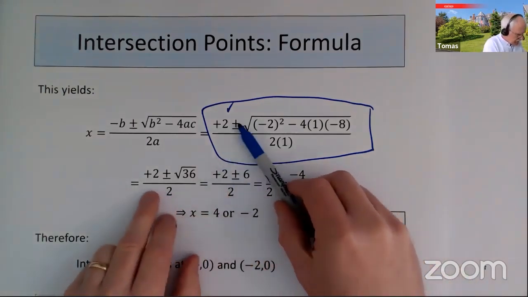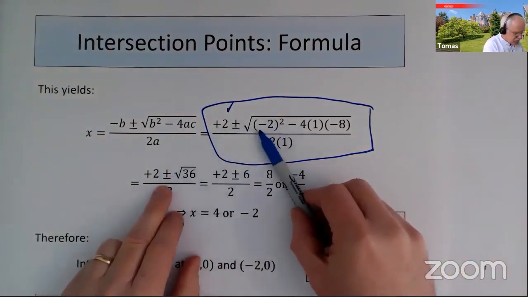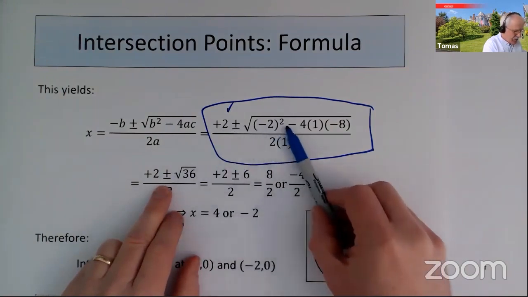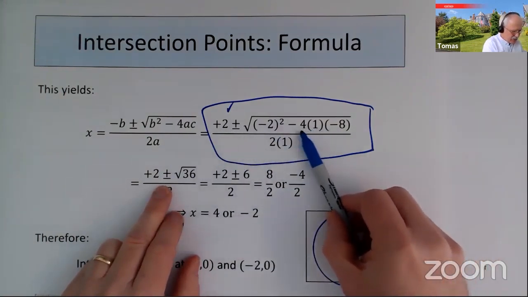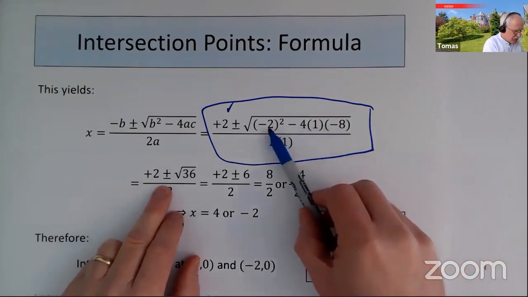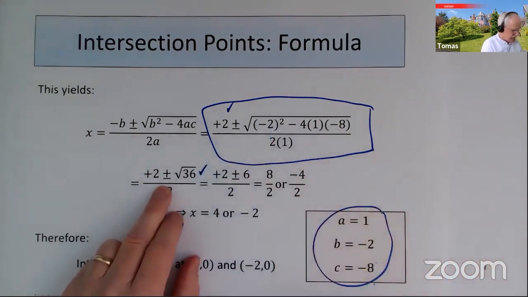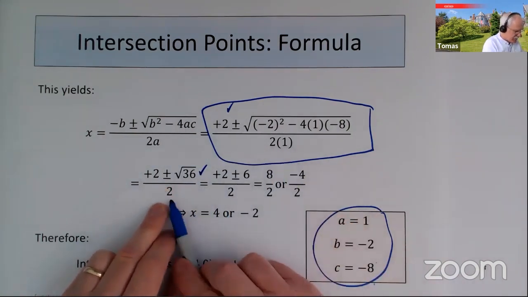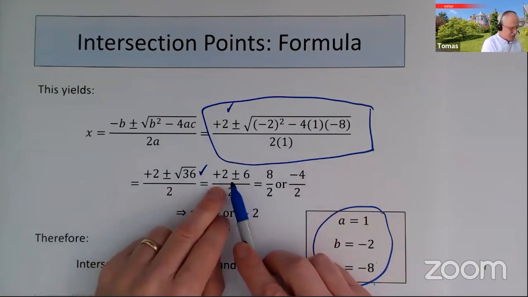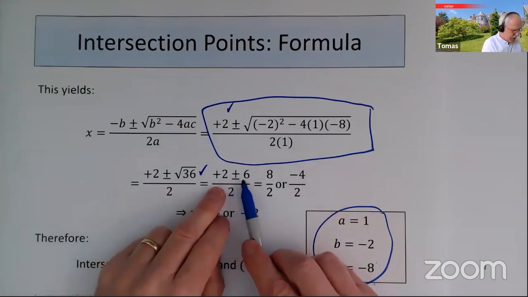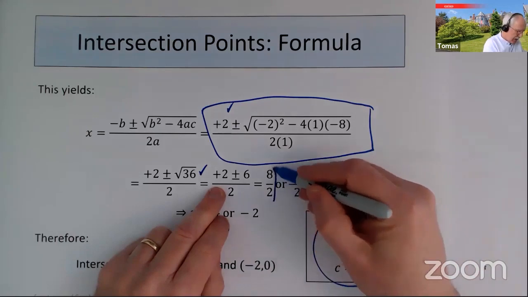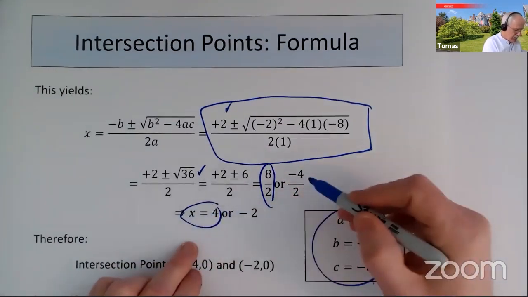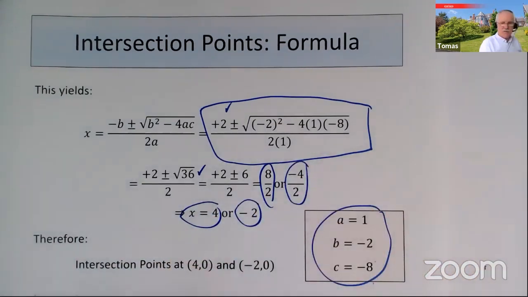So the plus 2 is there, the plus or minus. Minus 2 squared will be 4. 4 by 1 by minus 8, well, 4 by 8 is 32, so minus minus 32 makes plus 32. 32 and 4 is 36. And the square root of 36 is plus or minus 6. On the bottom, 2 times 1 is 2. So now I have 2 answers, 2 plus 6 over 2 and 2 minus 6 over 2. 2 plus 6 is 8, and 2 minus 6 is minus 4. 8 over 2 is 4, and minus 4 over 2 is minus 2.